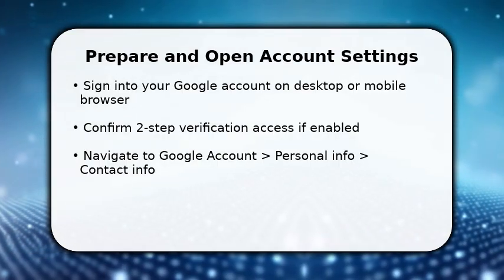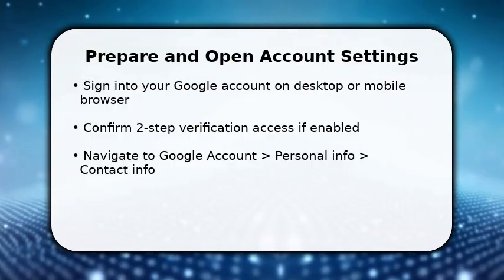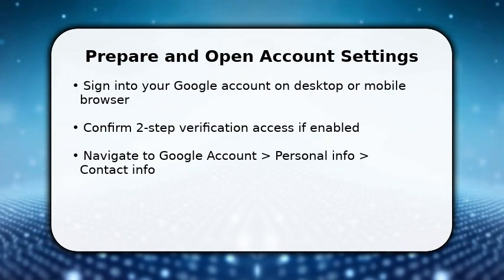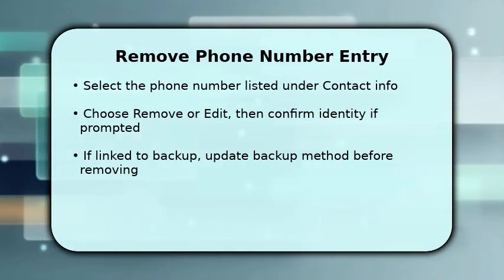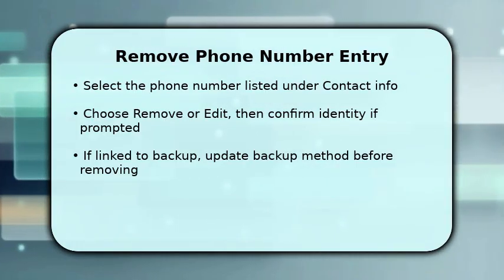Now that you're in Contact Info, locate the phone section so we can remove the number safely. You'll tap the listed phone number and choose Remove or Edit. Google often asks you to verify your identity. Follow those prompts. Once verified, confirm removal. This severs that number from account recovery and notifications.